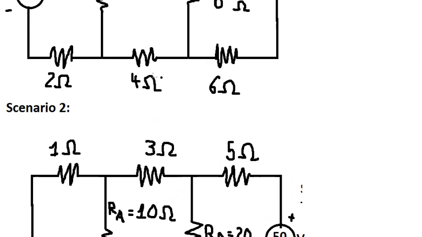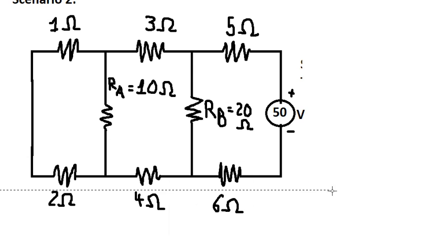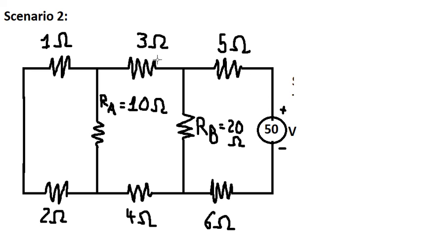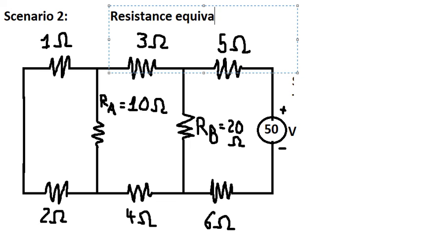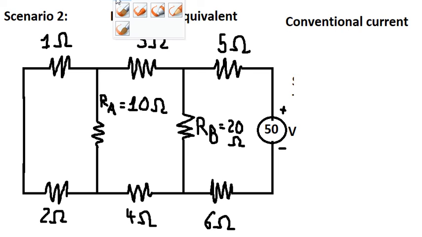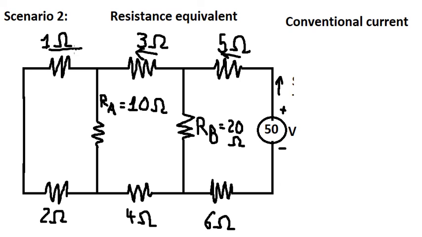Now let's go to number 2. So we do the same technique. So we go in here. We need to find the equivalent resistance, and then we need to find the conventional current. So in this case they will go in this way, this way, this way, this way, and go to this way.